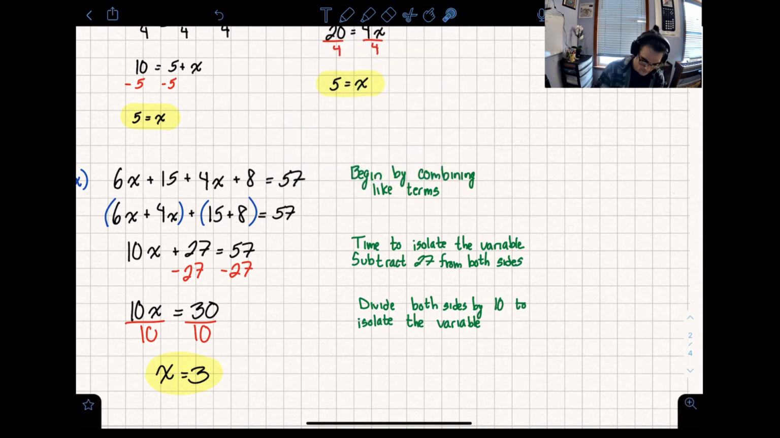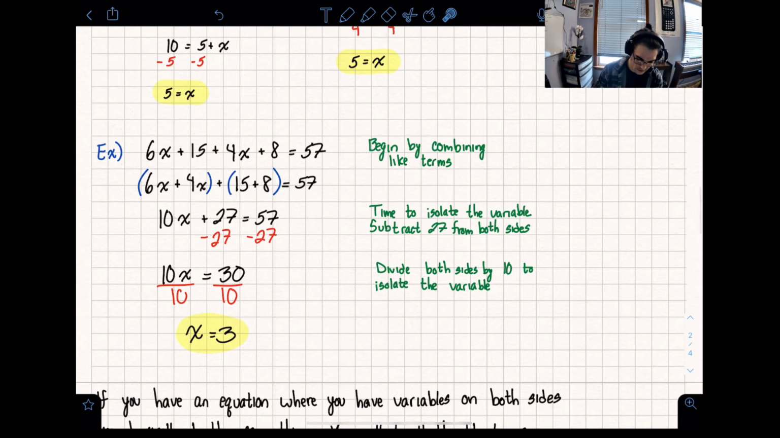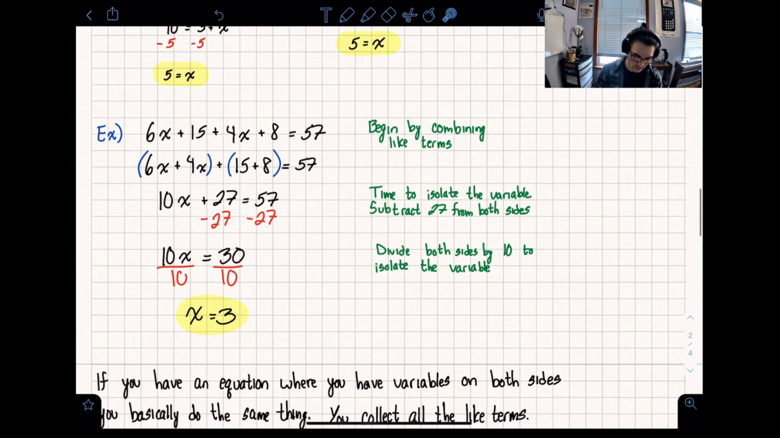Anyway, we subtract the 27 from both sides, and now we are left with our new expression, 10x equals 30. 10 is multiplying our variable x. To undo multiplication, we use division, so we're going to divide both sides by 10. This makes a 1. 30 divided by 10 is 3, and we get our final answer of x equals 3.